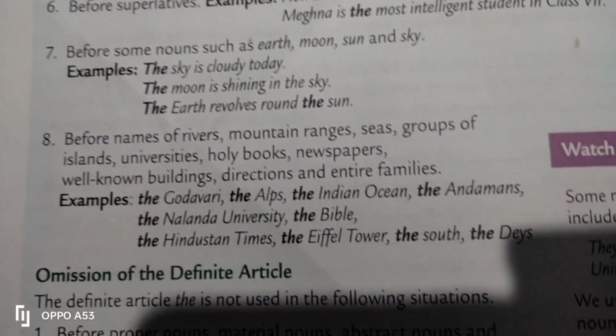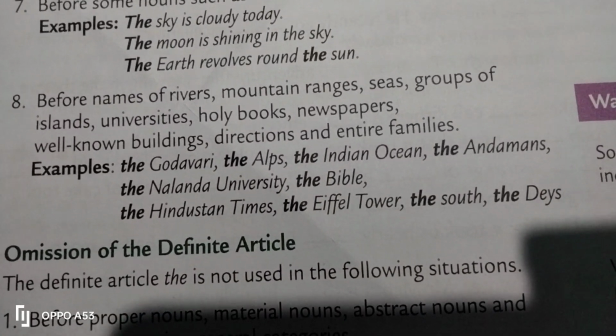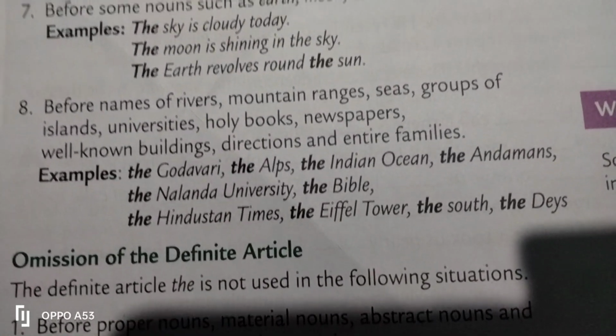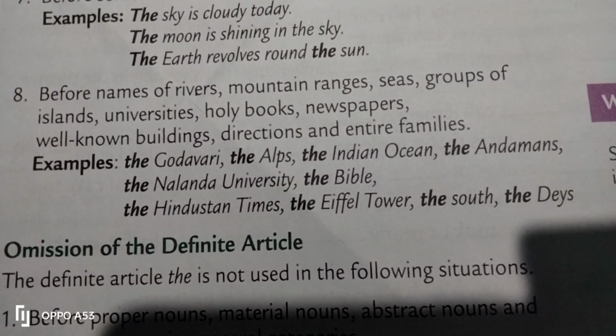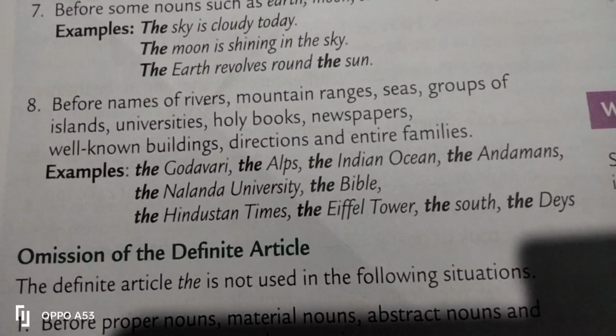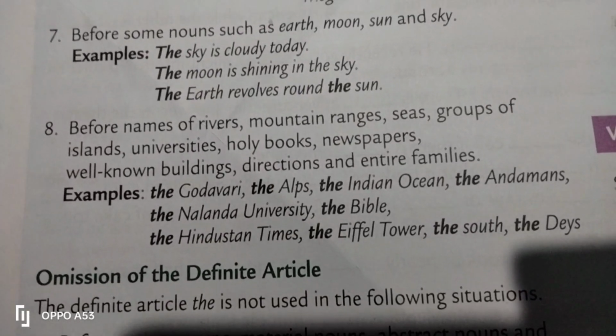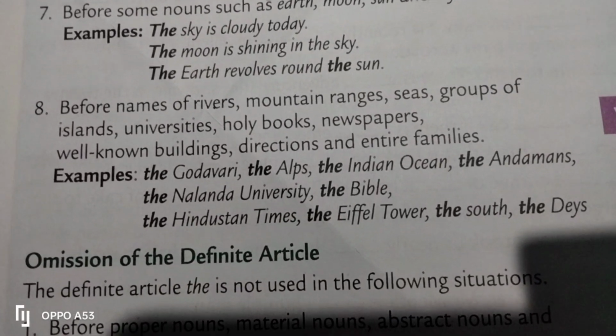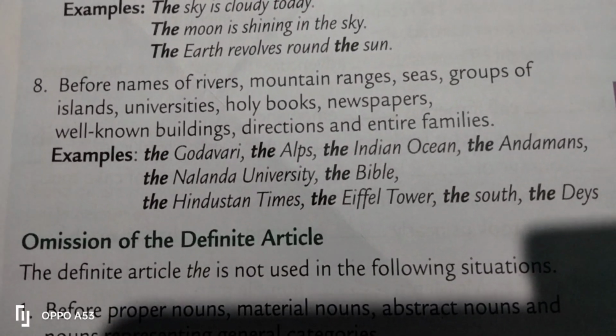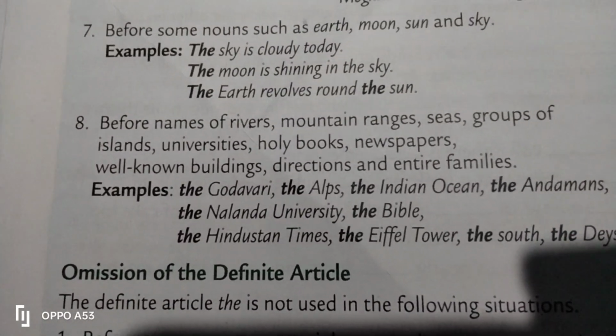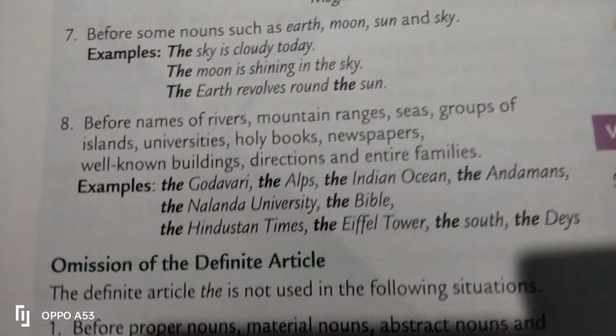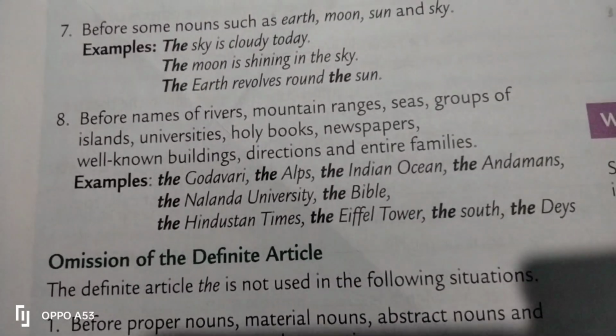Again, you have the eighth rule, applied before names of rivers, mountains, ranges, seas, groups of islands, universities, holy books, newspapers, well-known buildings, directions, and entire families. In all these areas, you have to use a definite article. Before the names of rivers, you have to remember it is not simply the river. The river will have a name.